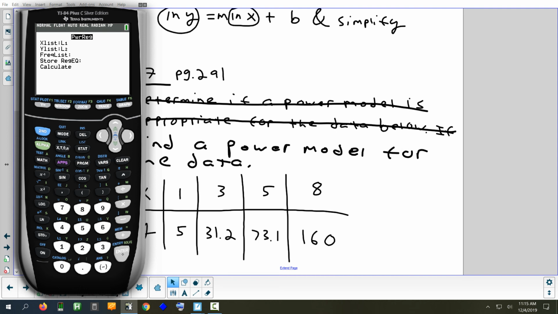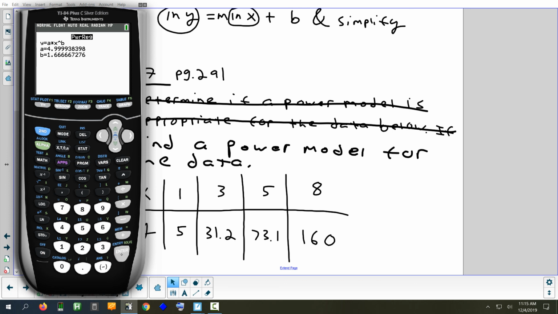I'm going to assume you put the X's in L1 and the Y's in L2. That's exactly what we did. If you didn't, let's say you put the x's in L3, you could press second 3 and change the calculator and say my x's are in L3. But that's why I told you if you put them in L1 and L2, you don't have to change anything. So second L1. Okay. Nothing you need to change there. All you have to do is highlight Calculate and then hit enter.